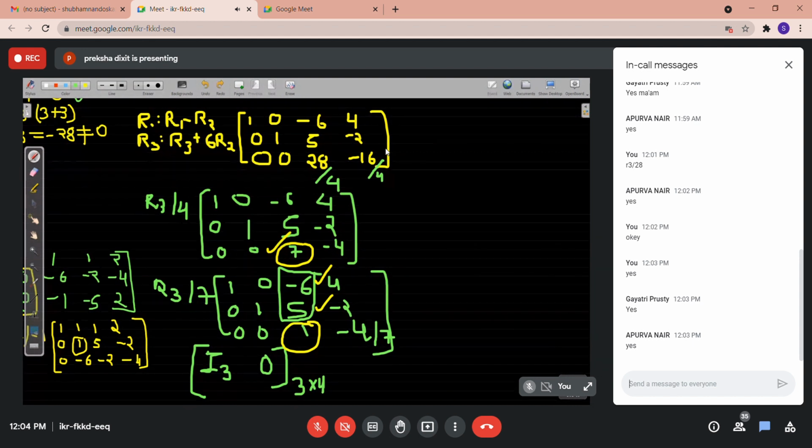So lastly, we are going to get the echelon form in this manner where I have written I3 and 0. So the first 3 rows and columns will be the identity matrix of order 3, and the last column in the matrix of order 3 cross 4 will be 0. That will be the echelon form of a matrix. So just try to reduce it into such format and get its echelon form.